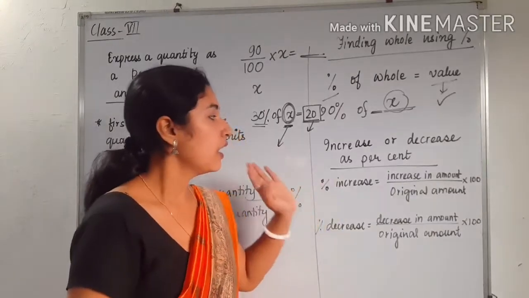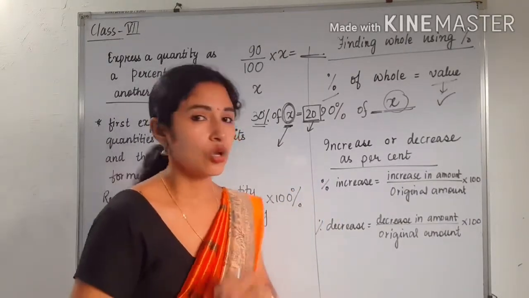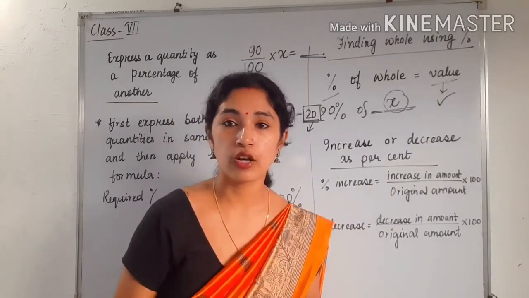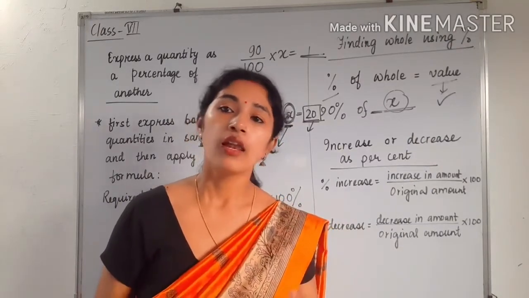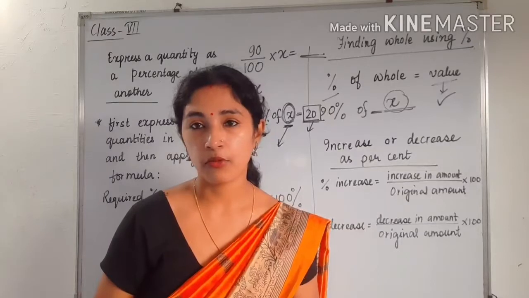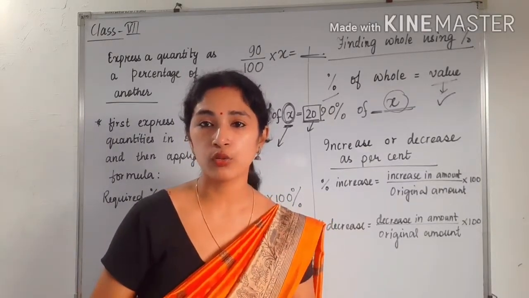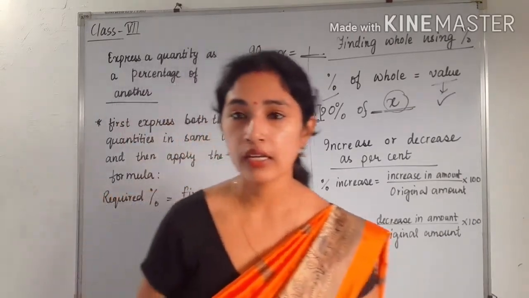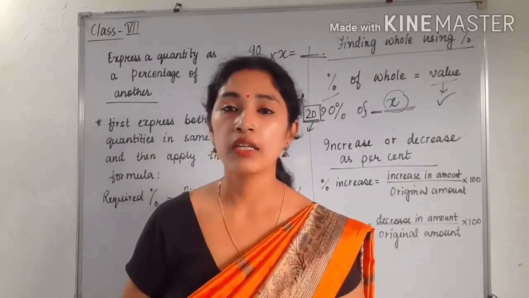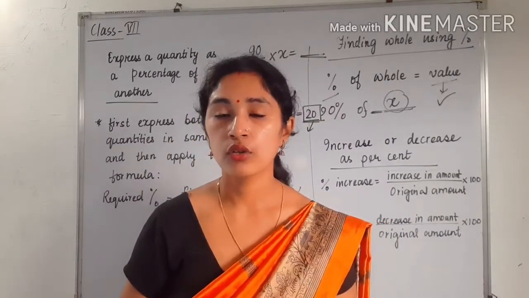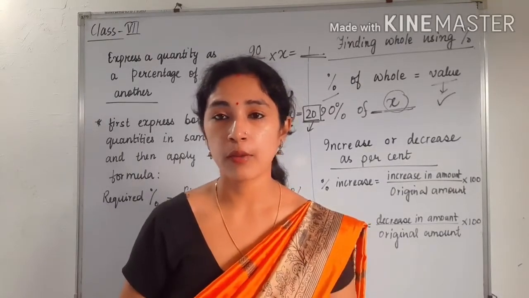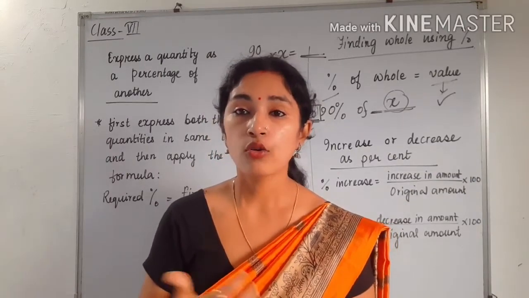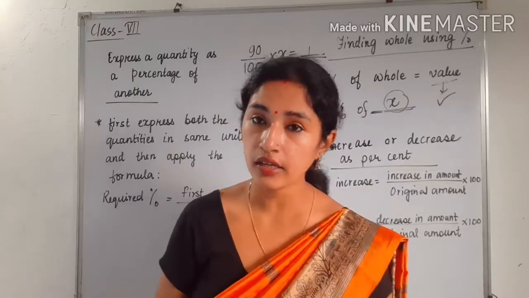And the last topic is increase or decrease as percentage. You know, there may be an increase in percentage and there may be a decrease in percentage. For example, you can compare your marks from the last half yearly exam and this half yearly exam, or compare your PA1 exam with PA2 exam. That percentage may increase or decrease, and you can take many examples like population, or many other day-to-day life examples. So how do we find the percentage increase or the percentage decrease?